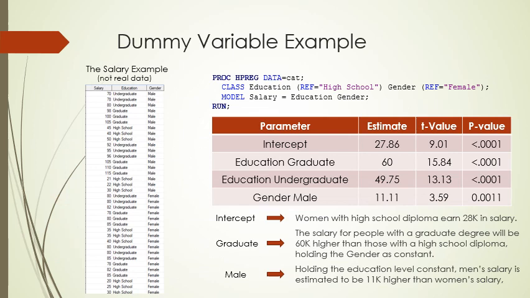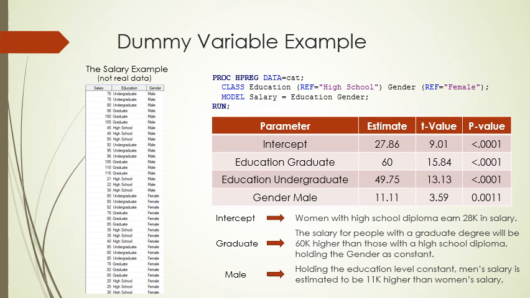Now let's take a look at an example. The SAS dataset has 36 observations and 3 variables: 2018 salary in thousands, education in 3 levels, high school, undergraduate, and graduate, and gender, male and female. Both education and gender are set as class variables. Here, high school and female are set as reference levels.